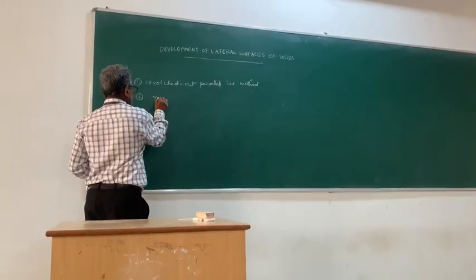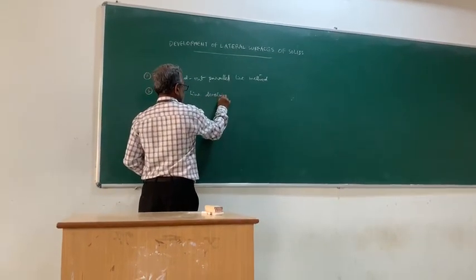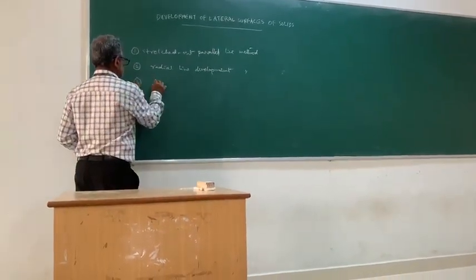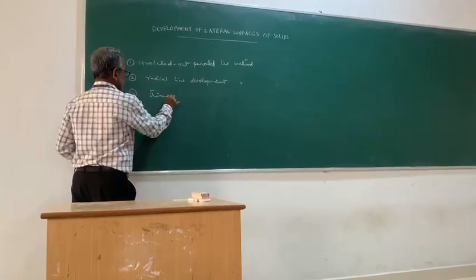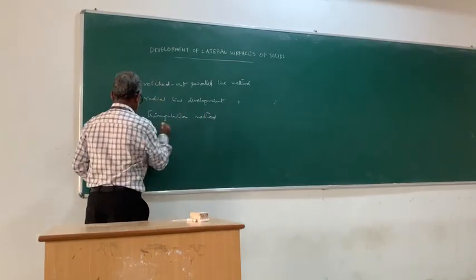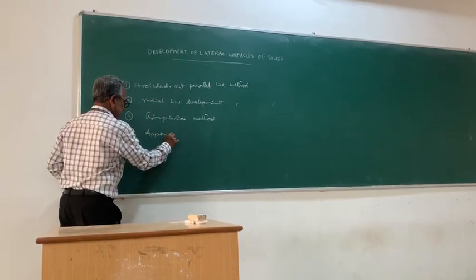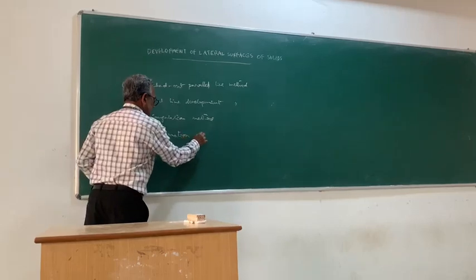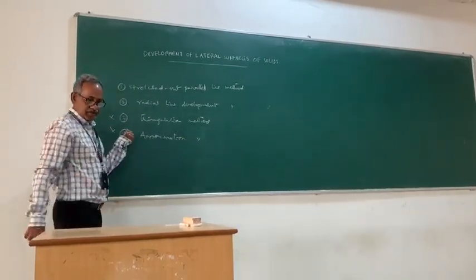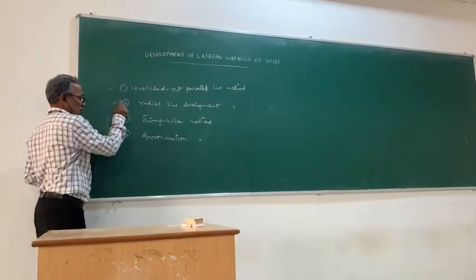Second one is the radial line development method. Third one is the triangulation method. And fourth one is the approximation method. And these two have never been there in our syllabus of this topic, right? Eventually, only these two are there.